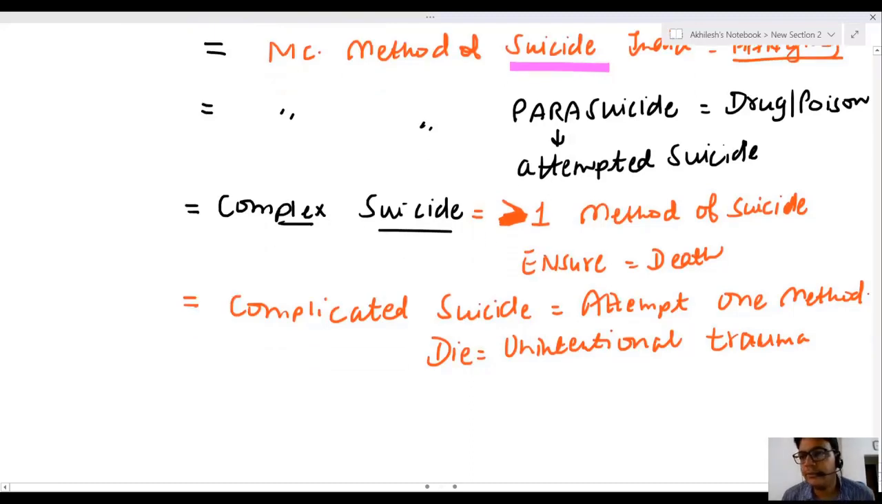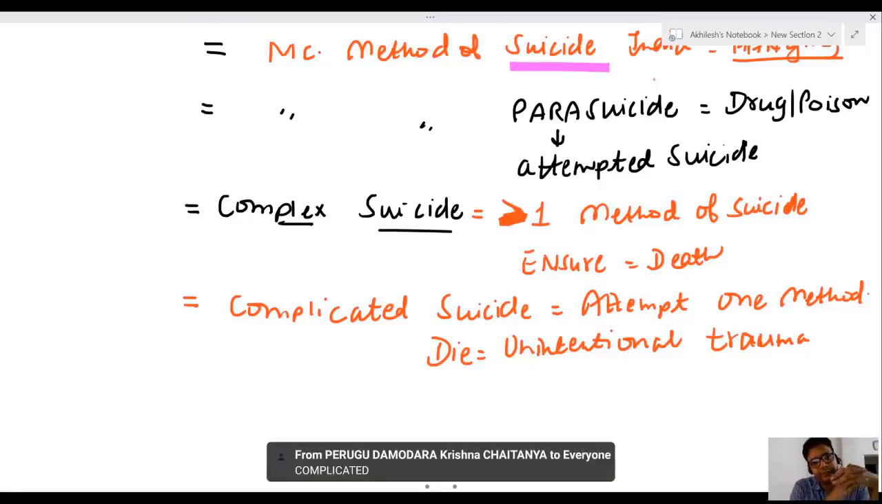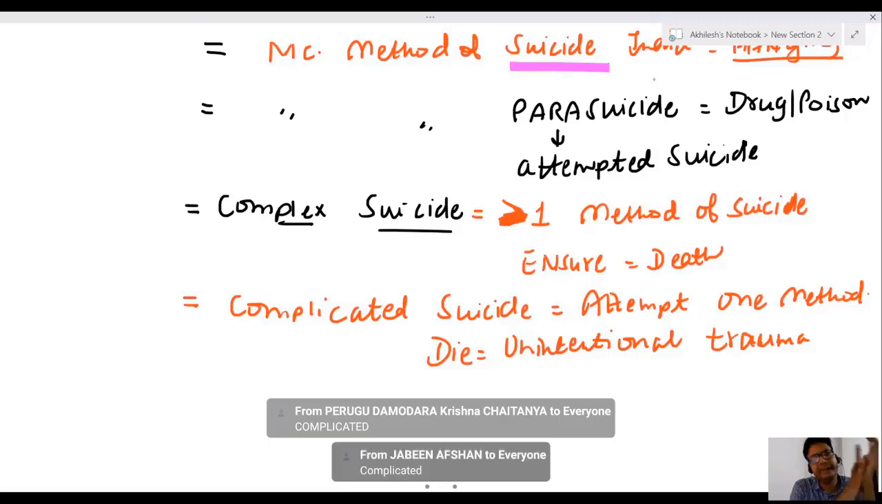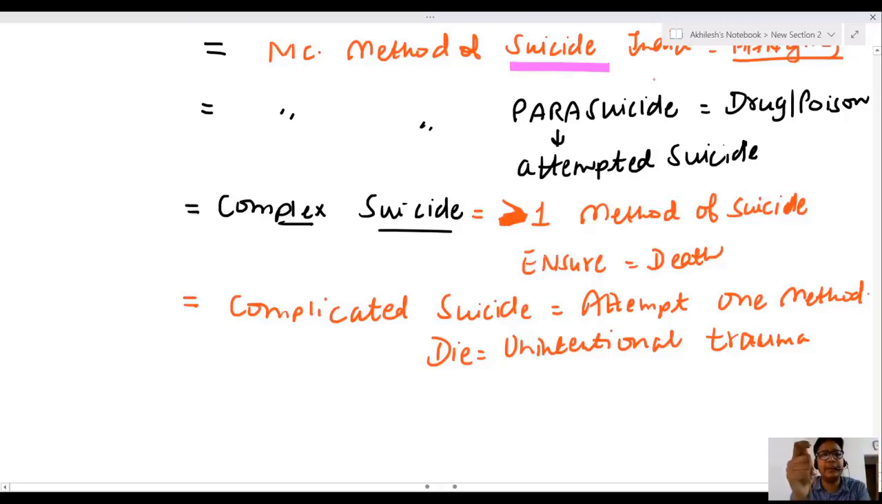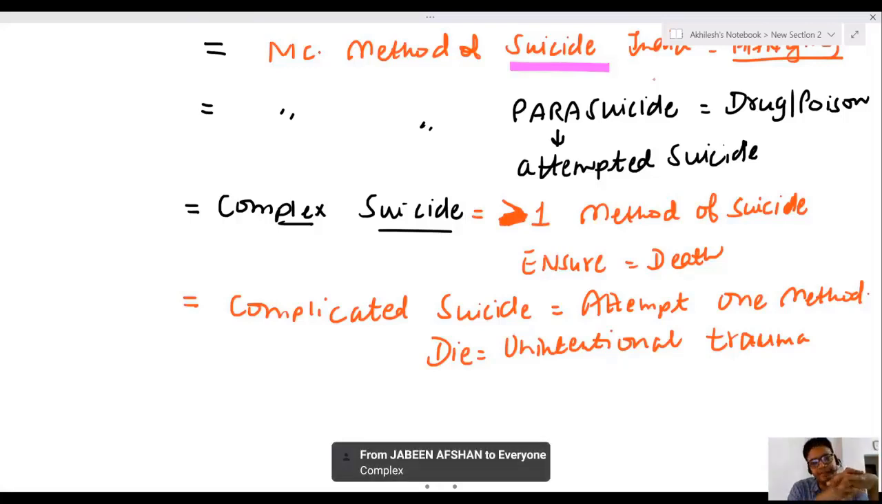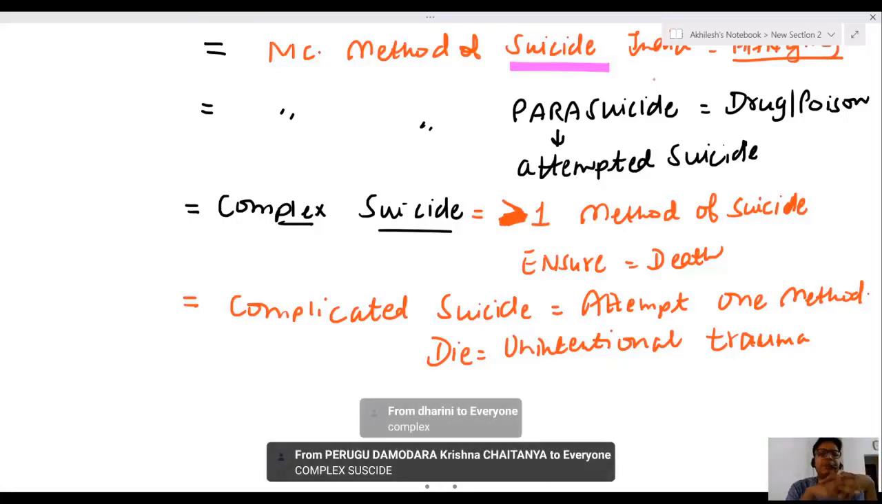Sir, first question, you attempted hanging method, and you die from fall from height. What is the name of this suicide? Complicated. Absolutely right. You attempted two methods for committing suicide. One is wrist cutting, second is poison. What is the name of this suicide? Yes, it is complex suicide.